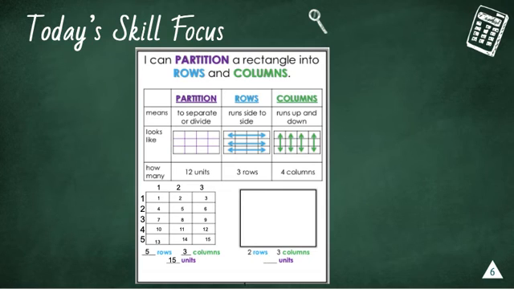Sometimes our rectangles may already be partitioned for us. Other times, we may need to partition the rectangle on our own. That's where our knowledge of fractions will help us. Let's look at this other rectangle. I need to partition it into 2 rows and 3 columns. I'm going to start with the rows.